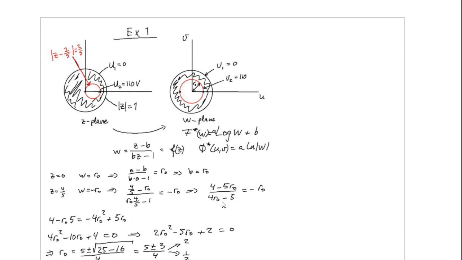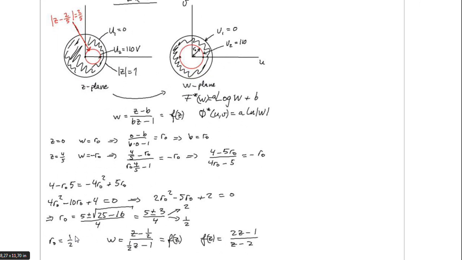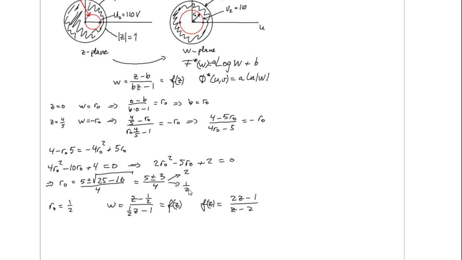And this equation is very easy to solve by multiplying now with this term on both sides, and this gives us a second order equation which is very easy to solve. We obtain two solutions, and R0 is equal to 2 and 1/2.